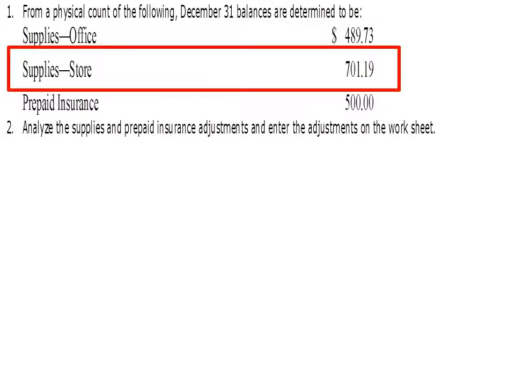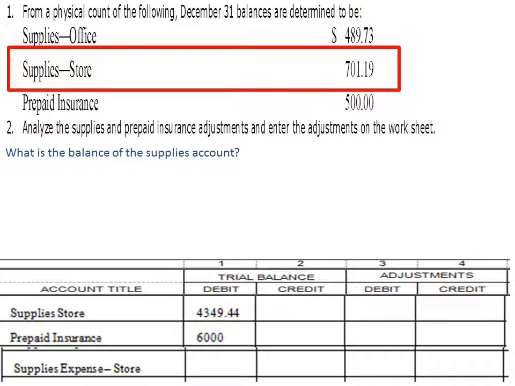In dealing with our supplies account, we notice that we have to make the following adjustment because our ending balance is $701.19. So we need to ask some key questions, and these questions in blue are the most important things to understand in the adjustments. What is the balance of the supplies account? To find the balance, we have to go back to our trial balance column and look at our supplies store balance, and you'll see that it's 4349.44.